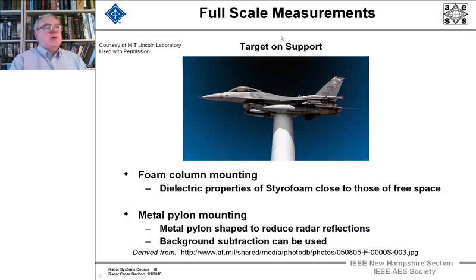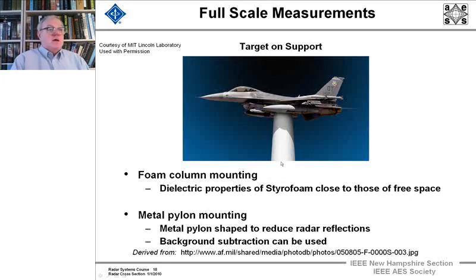Now, full-scale measurements are done really straightforwardly. You have a range. I think we'll be showing you a photograph in a moment. Here's what we have: a target on a support. And the targets are usually on a column of foam with the dielectric properties of the foam close to that of free space.